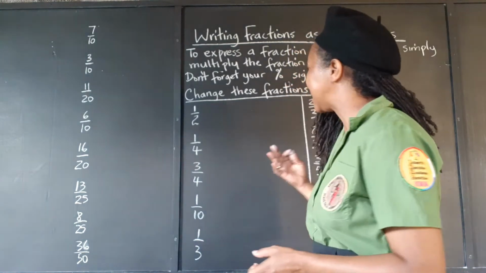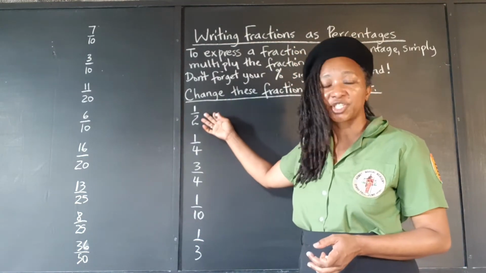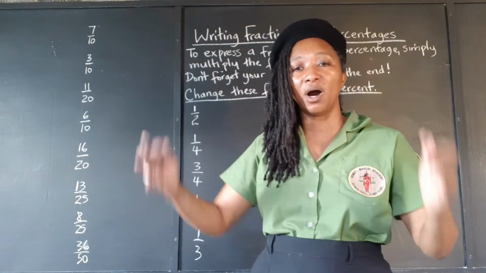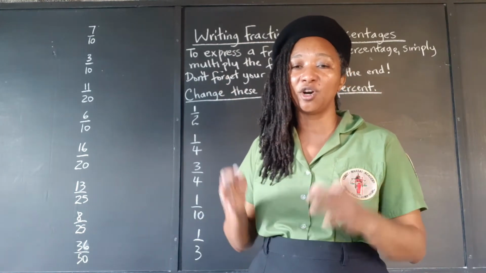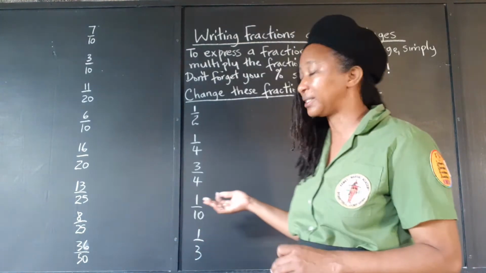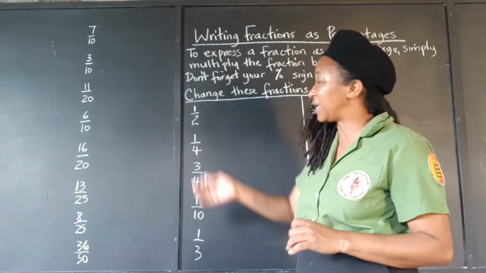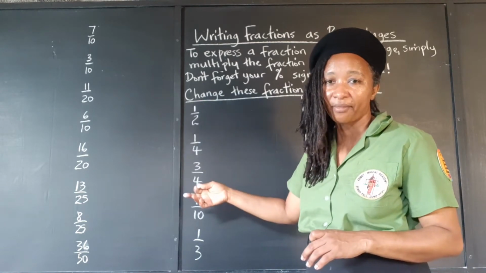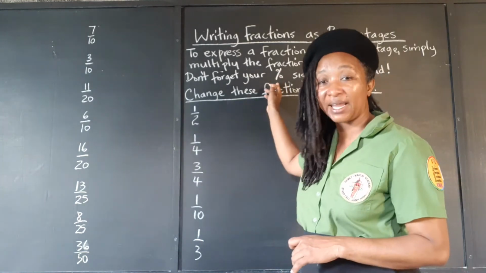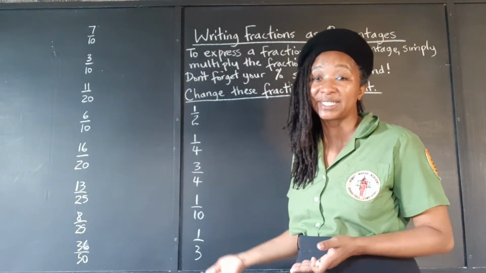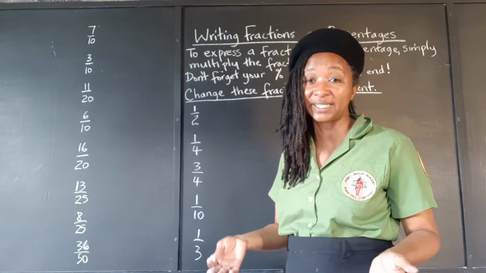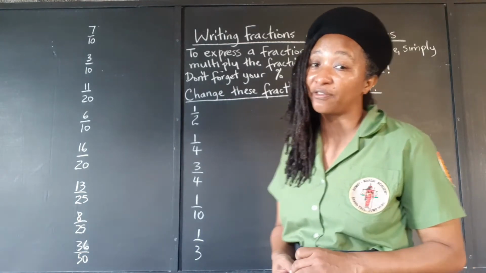So in other words, we're saying this fraction, if we were to transfer it to a square box that's cut up into 100 parts, how many parts would be equivalent, right? How many parts out of the 100 would be equivalent to this fraction? And remember now, you need to write your percentage sign at the end because you're expressing it as a percent. You're saying 1 over 2 is equal to what over 100? That's what you're saying.